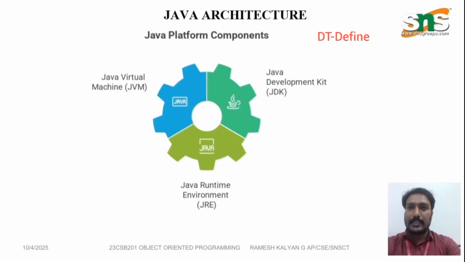This indicates the famous Java platform components. The first one is the Java Virtual Machine, JVM, as we saw previously. The next one is the Java Development Kit, that is JDK. And the next one is the Java Runtime Environment, that is JRE. These three components are called the Java platform components, and they are used most widely. We'll be seeing their purpose and usage in the coming slides.